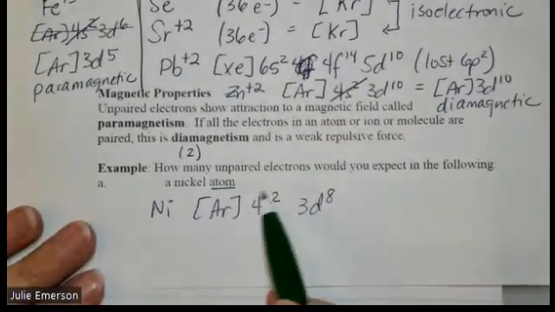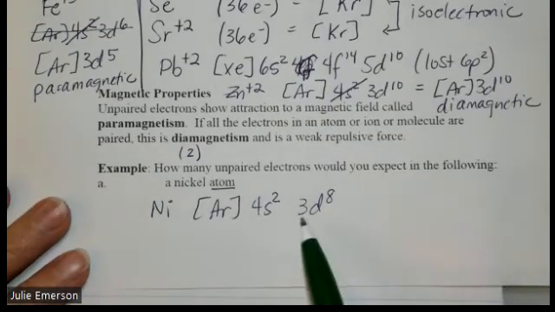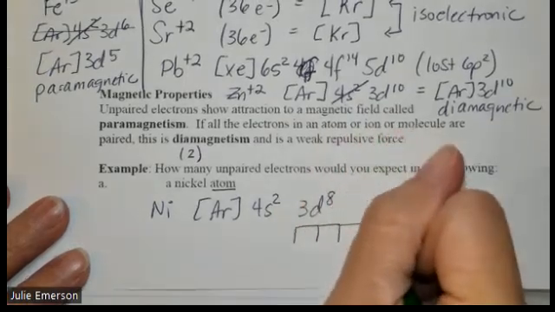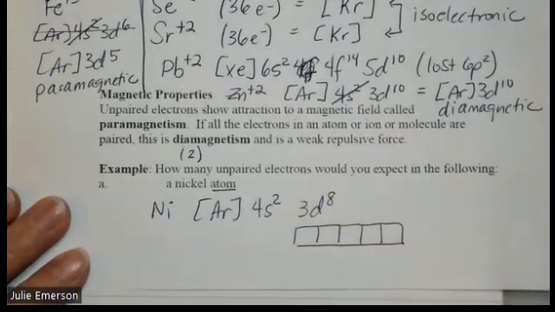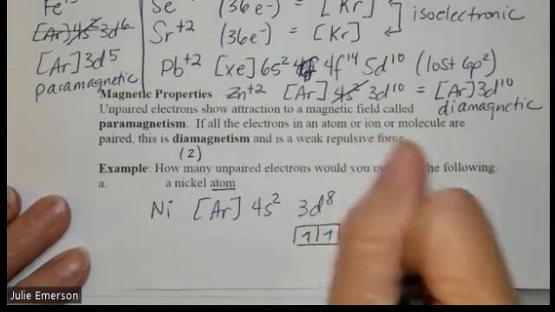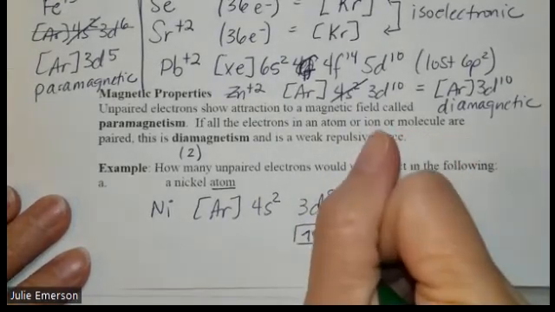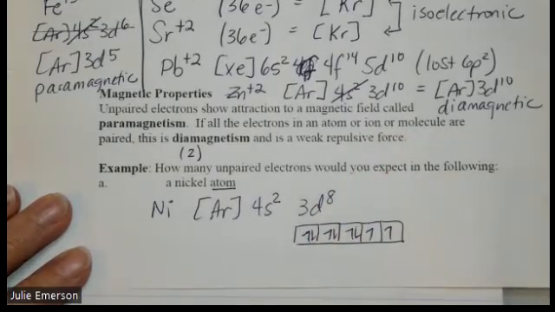If the subshell is full, we know that those are paired, so we don't have to worry about that. We just have to worry about the last thing that we wrote down. So remember, for D, we should have 5 boxes. All right, 5 different orbitals, and we have 8 electrons. So we're going to go up, up, up, up, up for the first 5, and then back on the left, down 6, 7, 8. All right, so there's my 8 electrons.